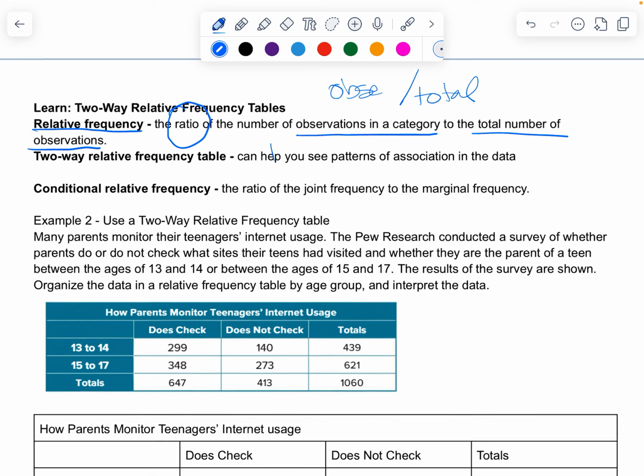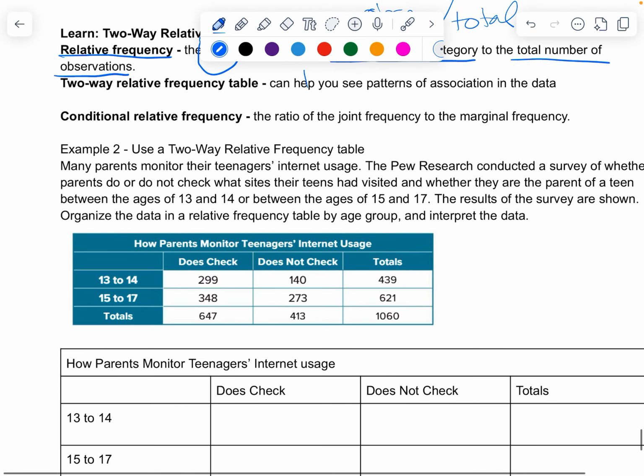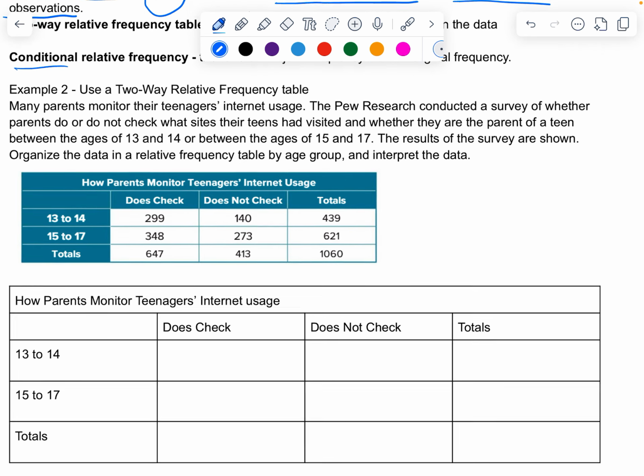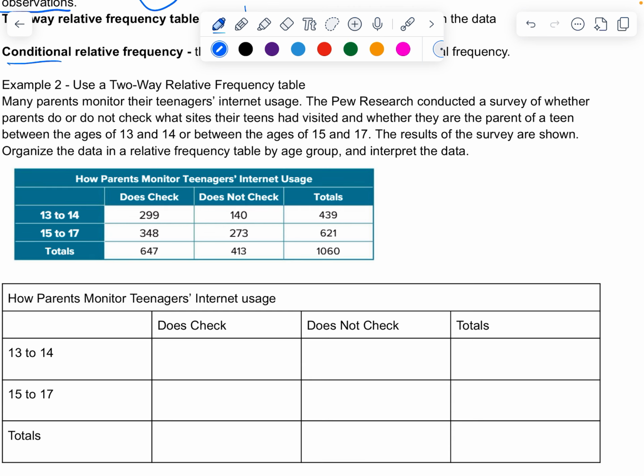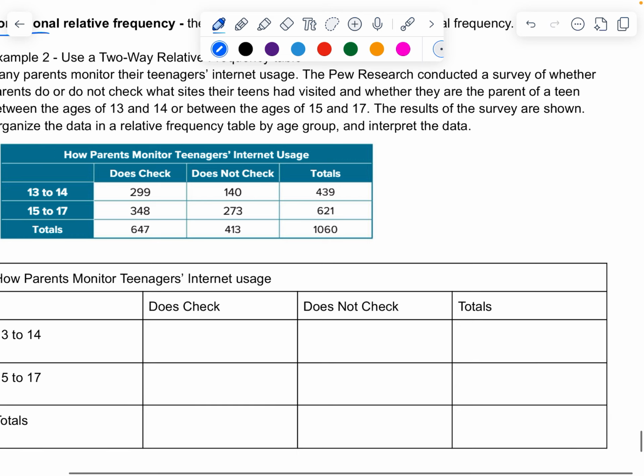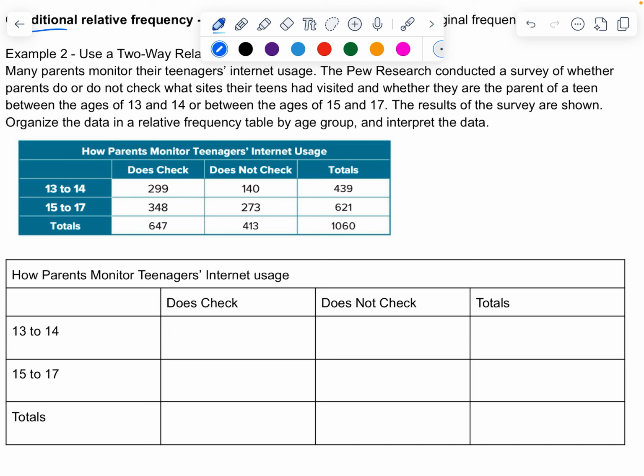Okay, so we're going to start down here. Conditional relative frequency: the ratio of the joint frequency to the marginal frequency. So let's come down here. Many parents monitor their children's internet usage. The Pew Research conducted a survey of whether parents do or do not check what websites their teens have visited, and whether they are the parent of a teen between the ages of 13 and 14 or between 15 and 17. The results are shown below.